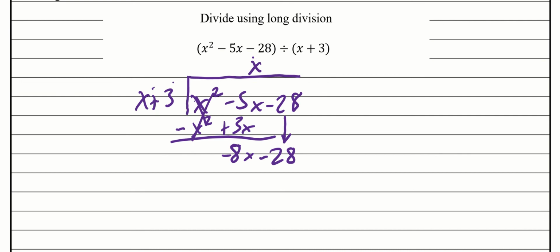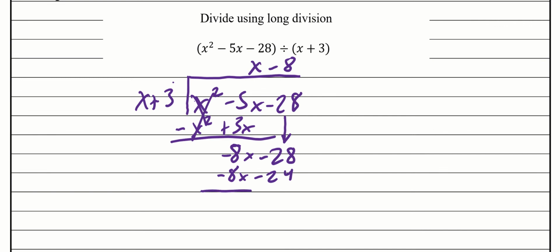And then it's the same process. I want to look at this first value, x, and I want to get it to match this value right here, negative 8x. And so I know I would multiply it by negative 8. So I'll put that value up top, negative 8. So negative 8 times x is negative 8x. And then negative 8 times 3 is negative 24.